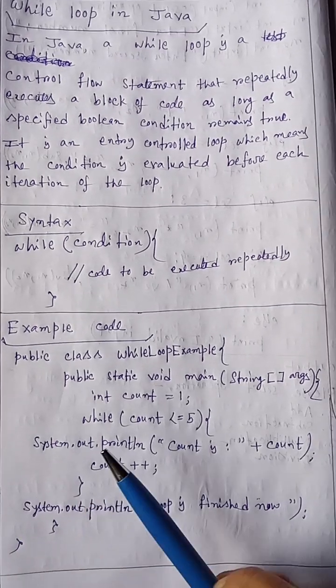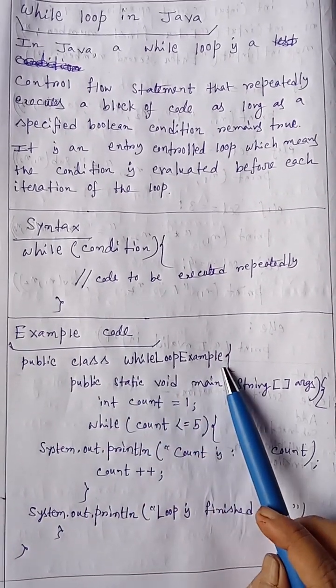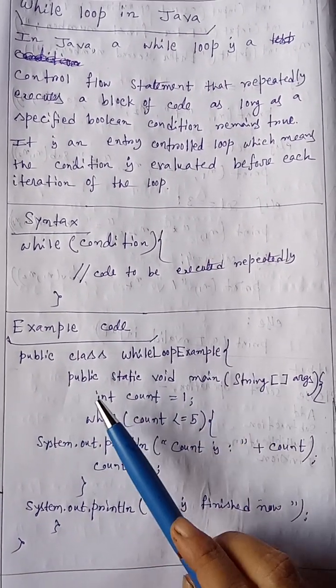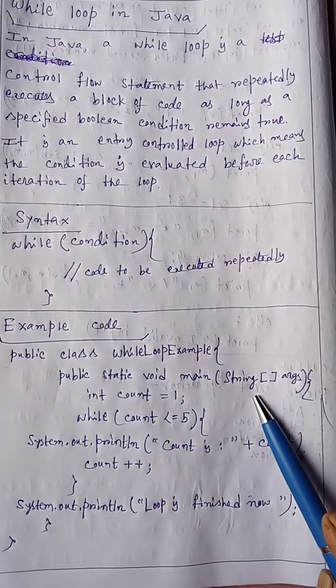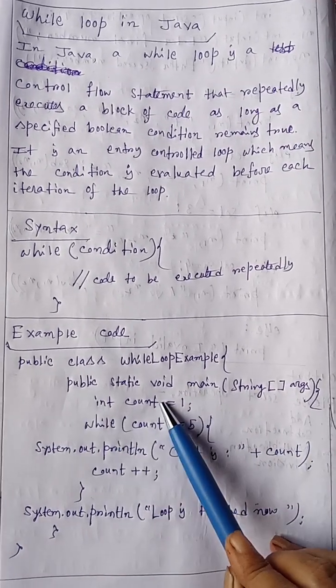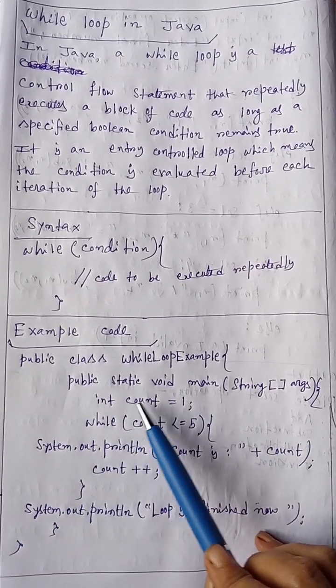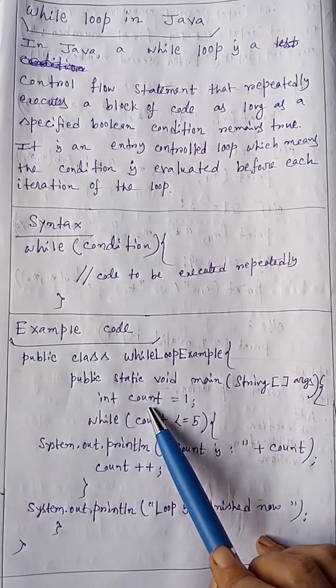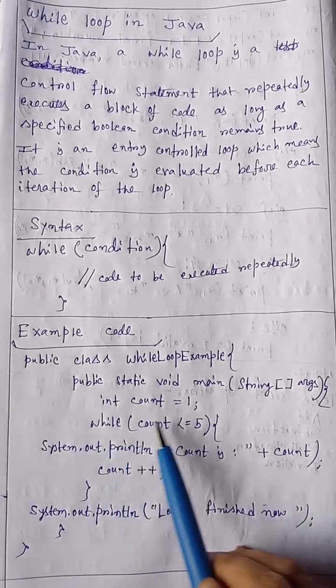This is our example. Public class WhileLoopExample. Start our curly brace. Public static void main, String args. int count = 1. We have set the value of count equal to 1. It is an integer type variable. This is our test condition.